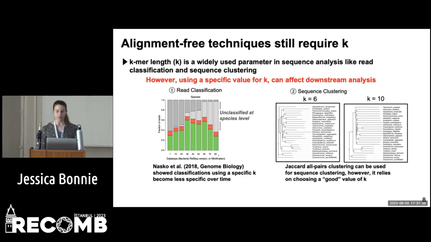In this example, the K that produces an accurate clustering and phylogenetic tree for one set of sequences on the left may produce an incorrect clustering for others. So ideally, we would like to remove the dependence on a pre-selected K, along with other parameters, in order to improve stability and interpretability.